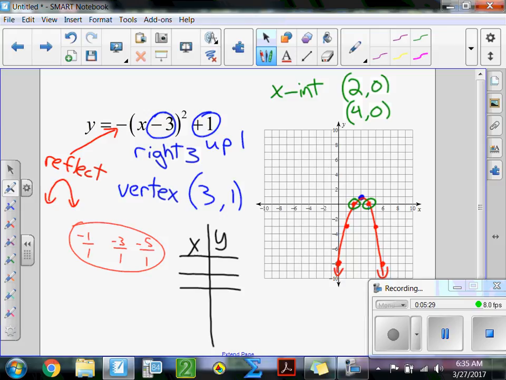So if I kind of give myself 5 spaces to work off of, I'm going to put my vertex in the middle of the table because I know that the vertex is the middle point. Then I'm going to choose numbers around the vertex to get the other numbers from my graph. So since my vertex was at 3, I'll go 4 and 5, and then I'll choose a couple numbers before that, 2 and 1. I can plug those into the equation for x and get the rest of my points. That's the other way to graph my function.